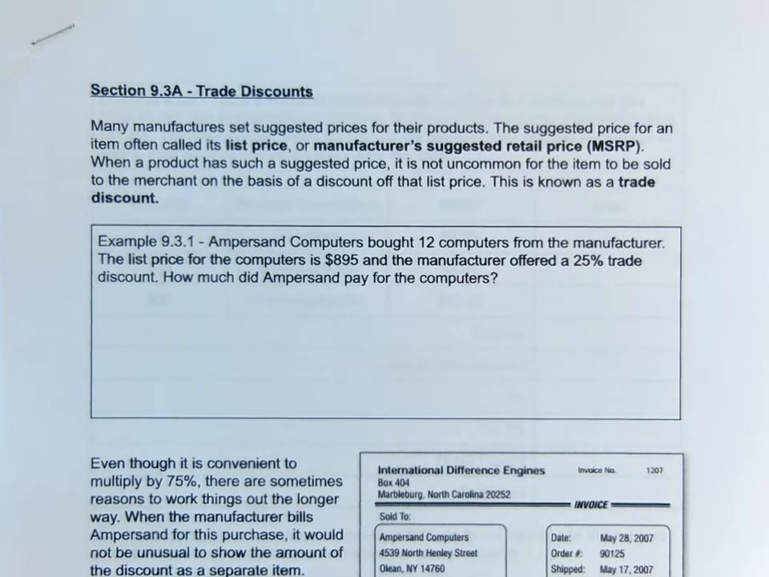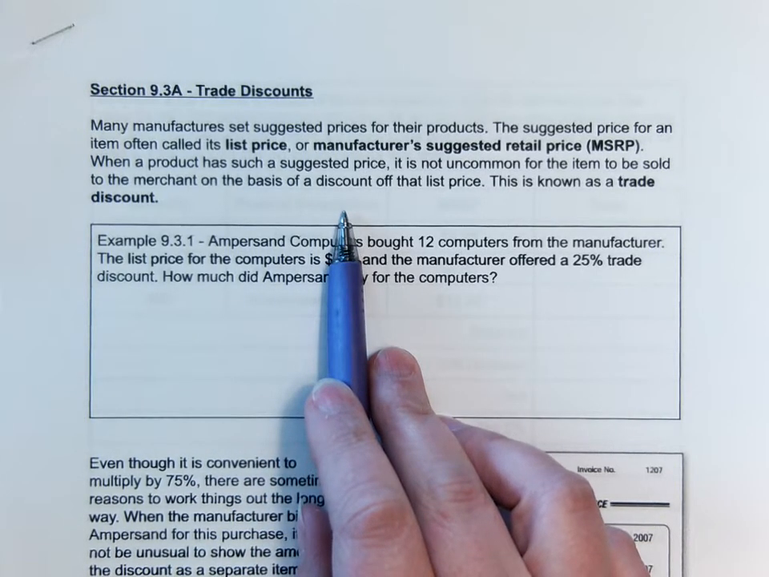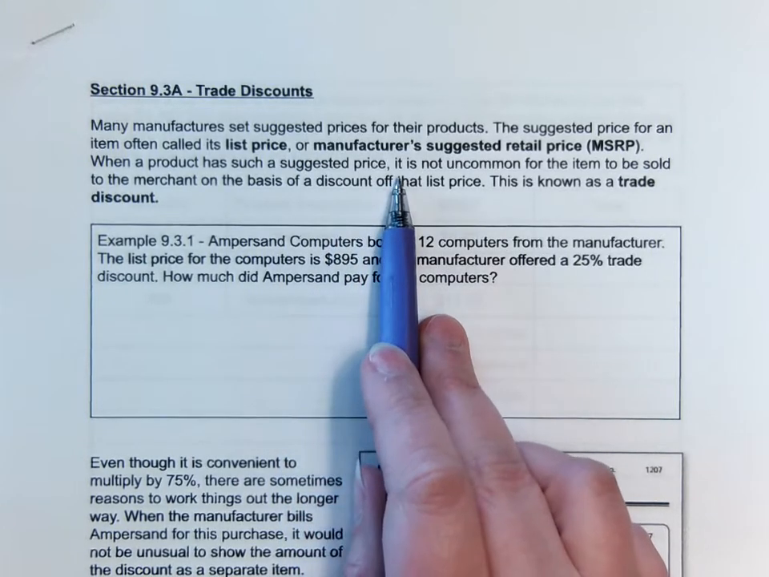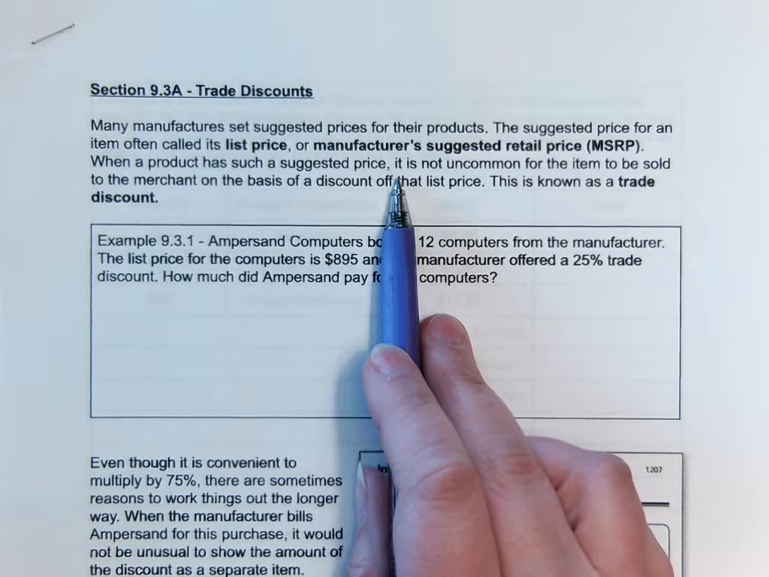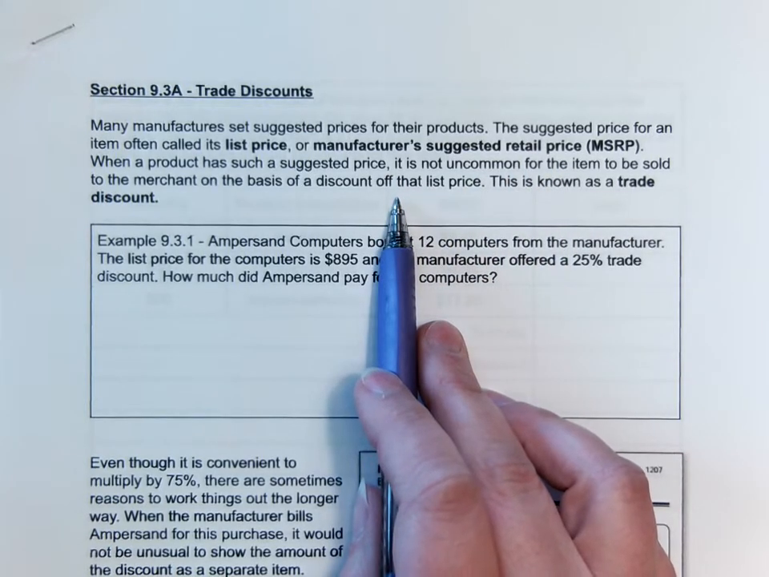So, this lesson is on trade discounts. Many manufacturers set suggested prices for their products. The suggested price for an item, often called its list price or manufacturer's suggested retail price, MSRP. When a product has a suggested price, it's not uncommon for that item to be sold to the merchant on the basis of a discount off that list price. This is known as a trade discount.